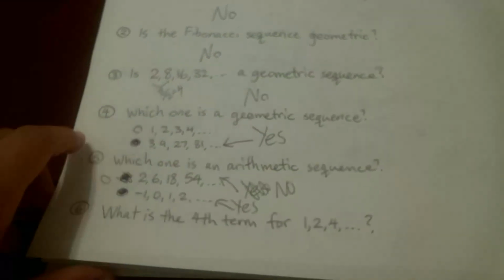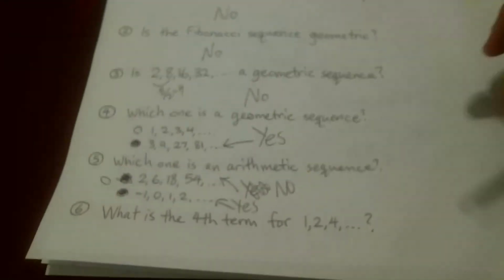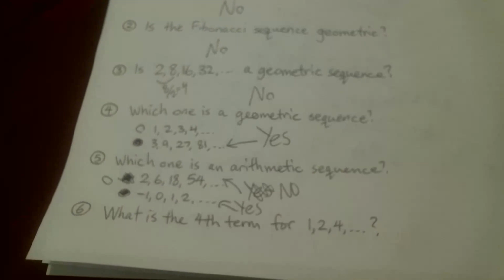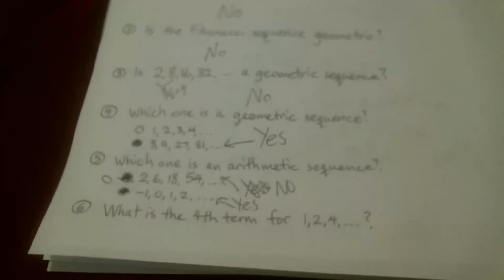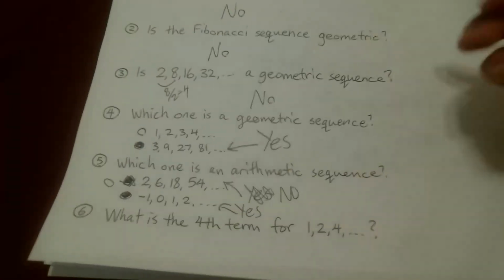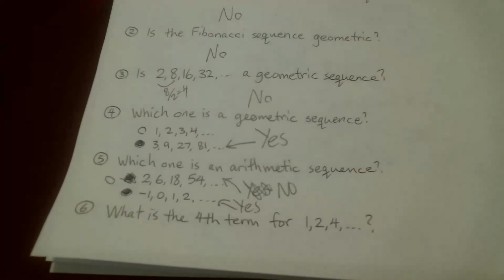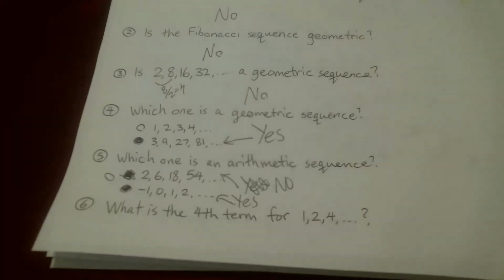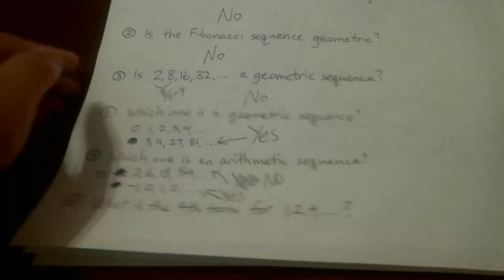Okay, so let's move on to the sixth one, which asks what is the fourth term for 1, 2, 4. In this one we can see it is a geometric sequence, since it has a common factor of 2, since 2 divided by 1 equals 2, and 4 divided by 2 equals 2 as well. So that means it will have a common factor of 2.